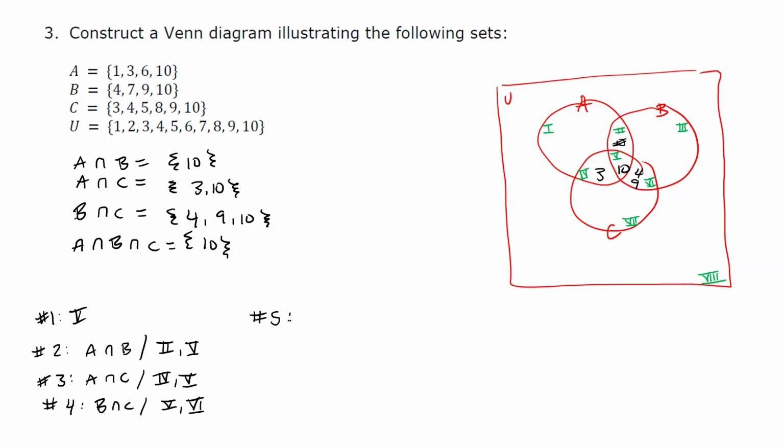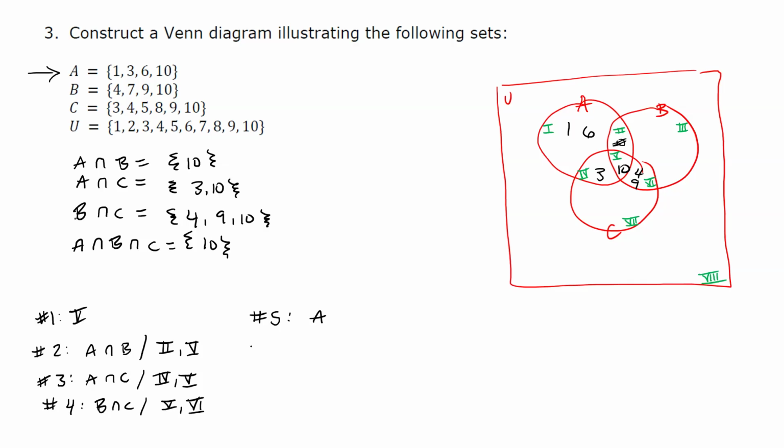Step 5, we would then look at set A. So in set A, we have the numbers 1, 3, 6, and 10. That's what's given to us. Okay. So in set A, we already have placed 3 and 10. So the only elements that remain are 1 and 6.